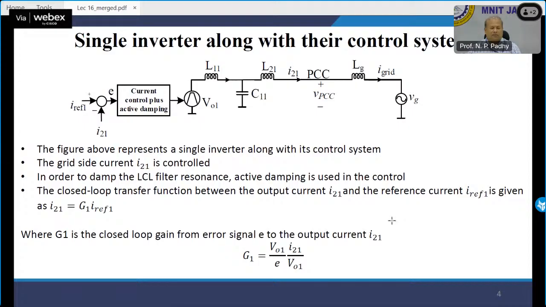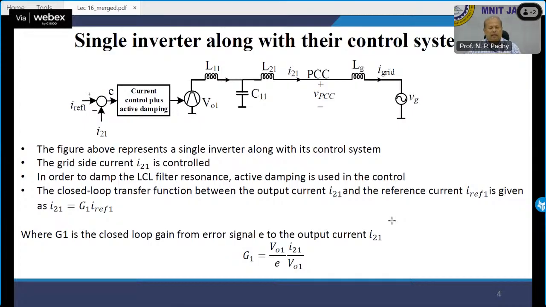I reference, and then I21 is the current being compared, and finally the error, current control plus active damping, is given as an input to VO1. So the single inverter circuit, when we see it along with the control mechanism, the figure above represents a single inverter along with its control system. The left hand half is the control mechanism, and the right hand side is the representation.